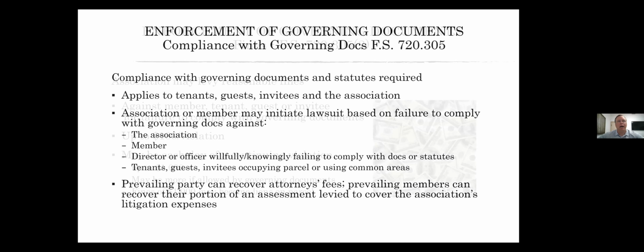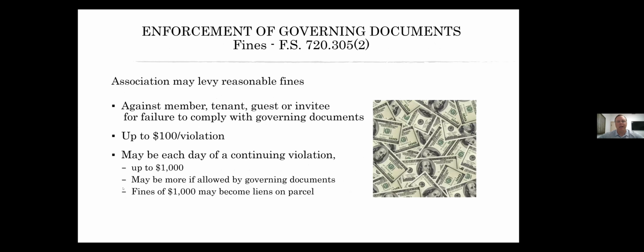Another option besides a lawsuit for unit owners who aren't complying with the rules is fines. Those fines can be up to $100 per violation, depending on whether your governing documents allow for fines. And if it's a continuing violation, like the purple mailbox issue, then it can be a continuing fine of up to a total of $1,000, as long as the problem is continuing.